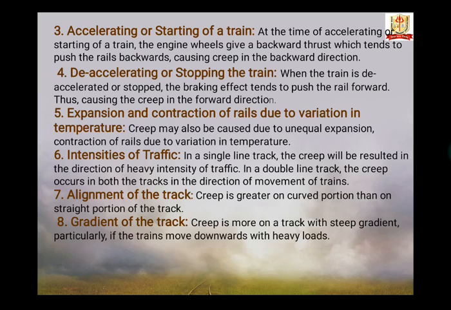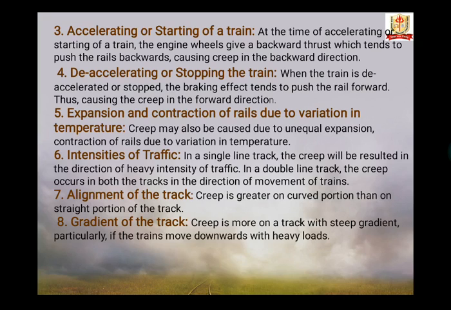Next is accelerating or starting of train. At the time of accelerating or starting of a train, the engine will give a backward thrust which tends to push the rail backward, causing creep in a backward direction. Next is deaccelerating or stopping the train. When the train is deaccelerated or stopped, the braking effect tends to push the rail forward, thus causing creep in the forward direction.